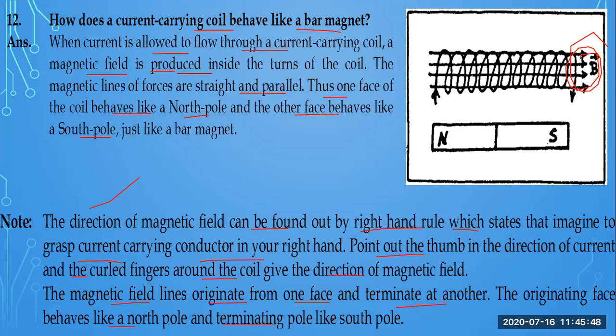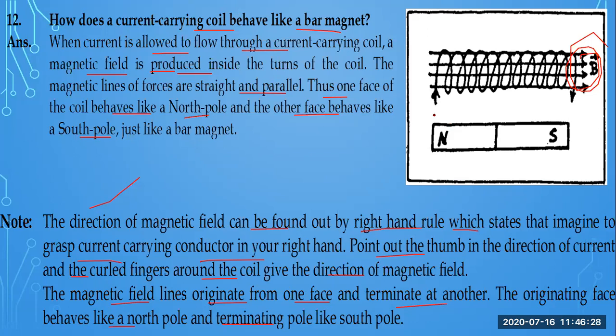So this is another technique to understand which pole is the north pole and which one will be the south pole. We will use the right hand rule, and by grasping the coil in our hand, our thumb will show the direction of the north, and the fingers will show the direction of the current moving in the coil. Curling your fingers with the coil gives the direction of the magnetic field, and magnetic lines originate from one face and terminate on the other face. The originating one is like the north and the terminating one is like the south.